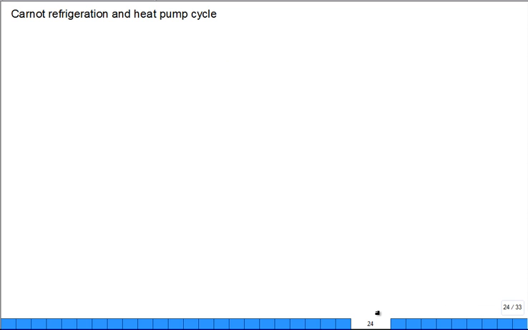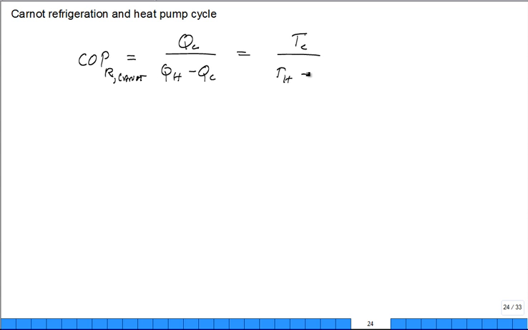Now we have the Carnot refrigeration and the Carnot heat pump cycle. We already worked out the efficiency, the COP, for the refrigeration. I think it was QC over QH minus QC. And if it was a Carnot cycle, we replaced it by the temperatures, Tc over Th minus Tc. What it's saying is that's the best you can theoretically do. Everything's reversible, no friction.